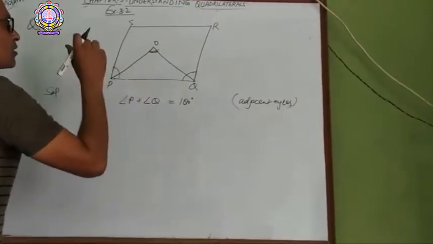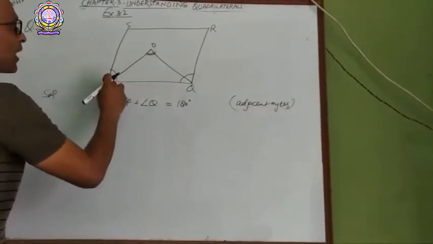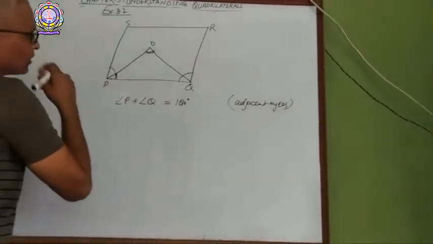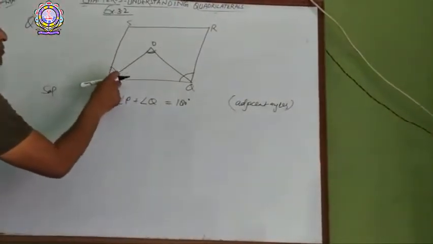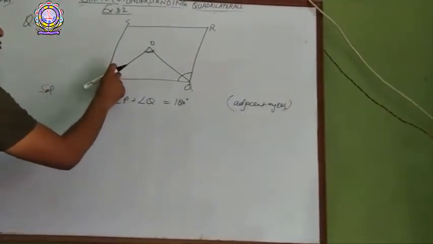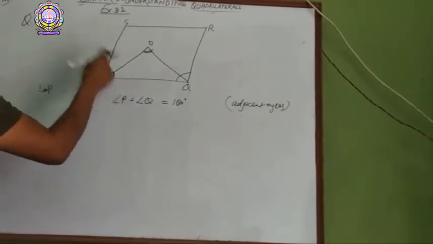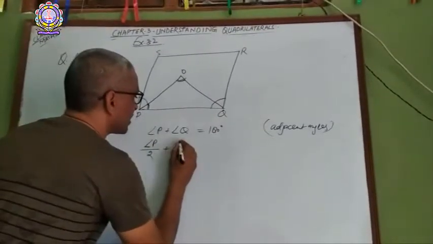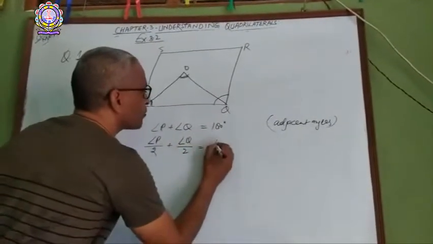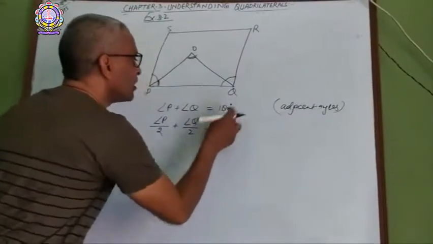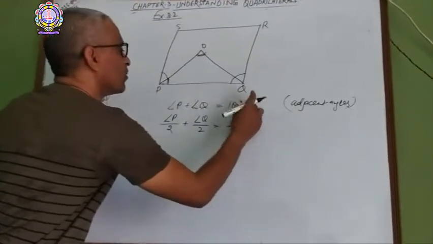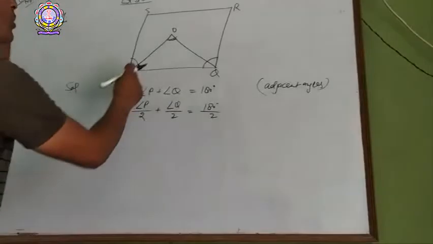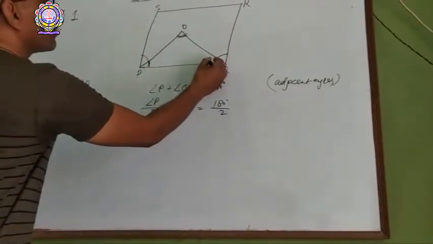Bisector means two equal parts. This angle is the bisector of this angle. It means it is half of the whole angle. This angle must be equal to half of this angle. Okay, angle P upon 2 plus angle Q upon 2 must be equal to 180 degrees upon 2. This equation 1 is divided by 2, the whole equation divided by 2, and P upon 2 is this angle and Q upon 2 is this angle.